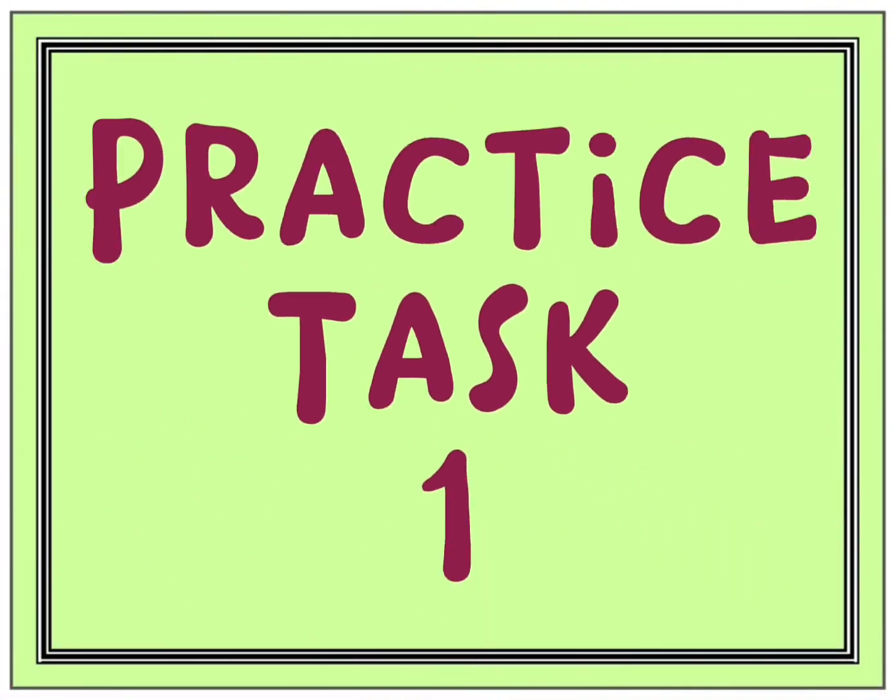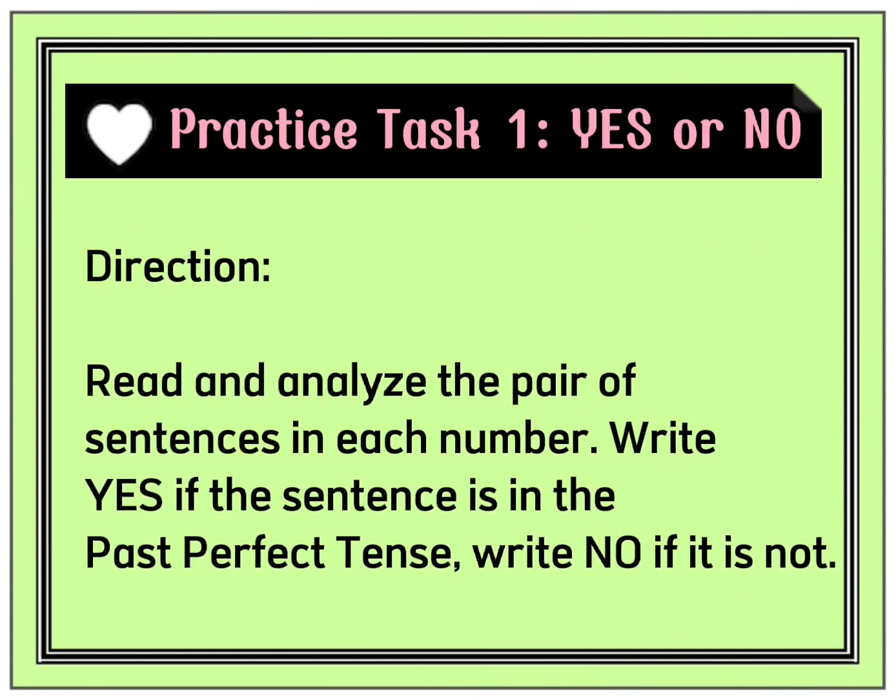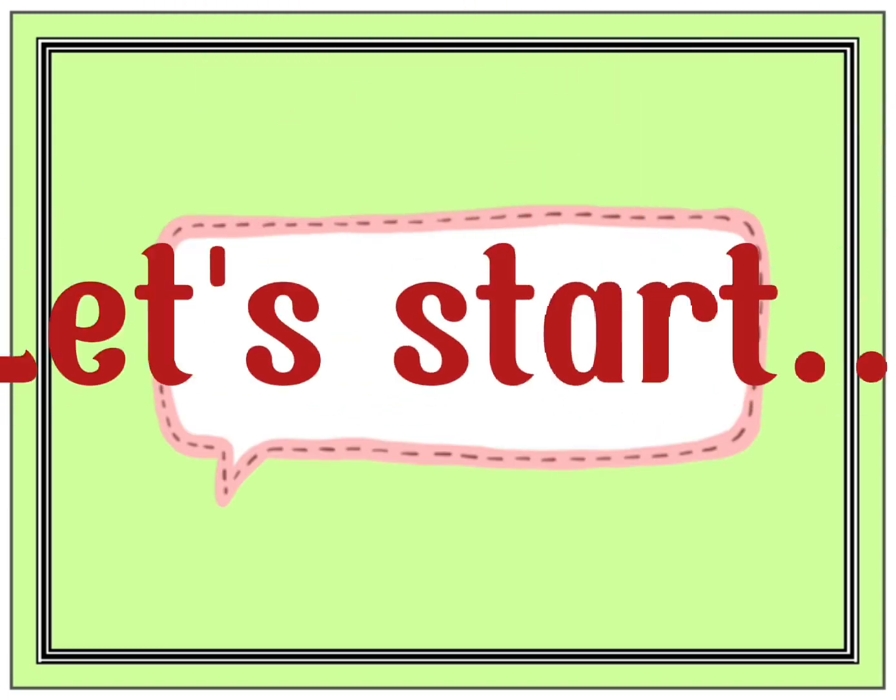Here is my first challenge for you. Are you ready? Let's get started. Now let us answer your activity sheet practice task 1. Yes or no. You are going to read and analyze the pair of sentences in each number. Write yes if the sentence is in the past perfect tense. Write no if it is not. Okay kids, let's start.